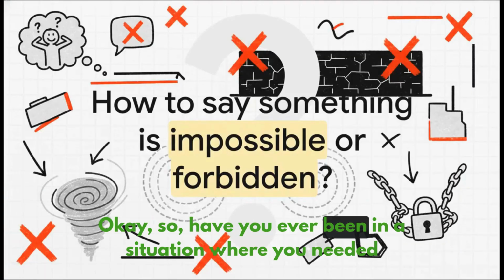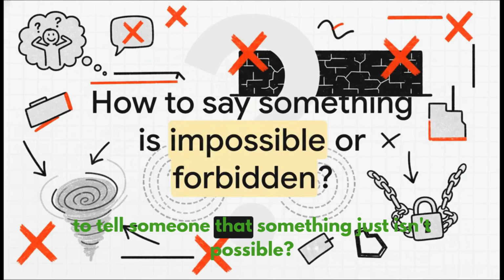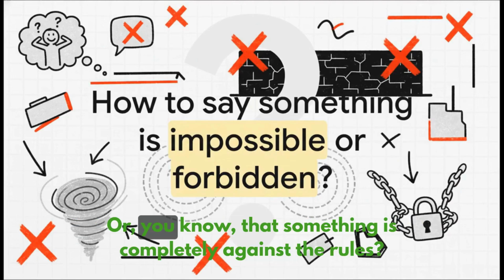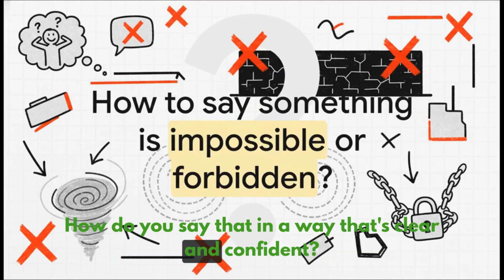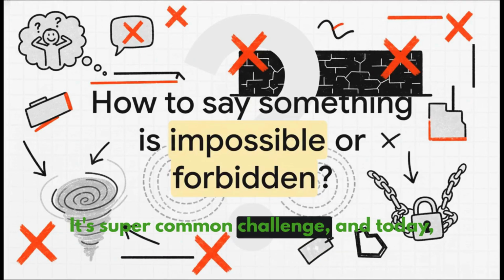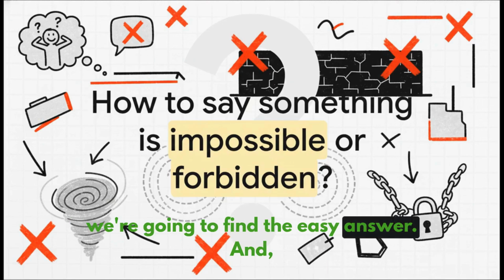Okay, so have you ever been in a situation where you needed to tell someone that something just isn't possible? Or that something is completely against the rules? How do you say that in a way that's clear and confident? It's a super common challenge, and today we're going to find the easy answer.